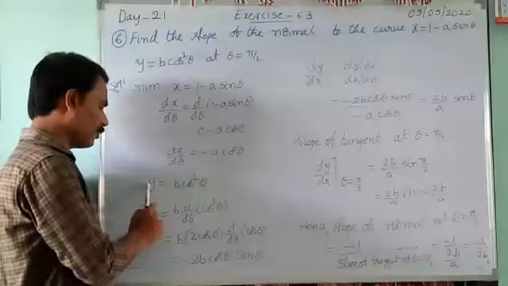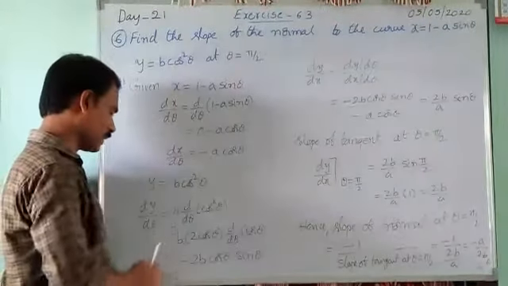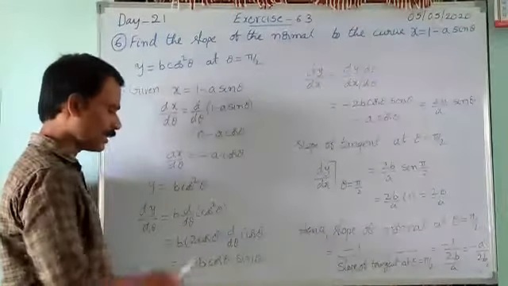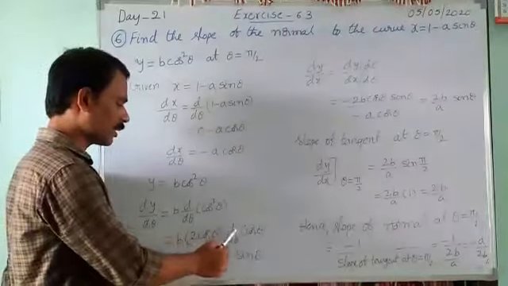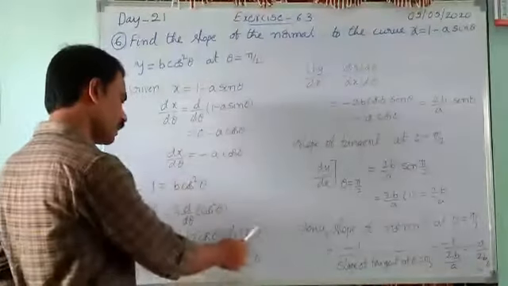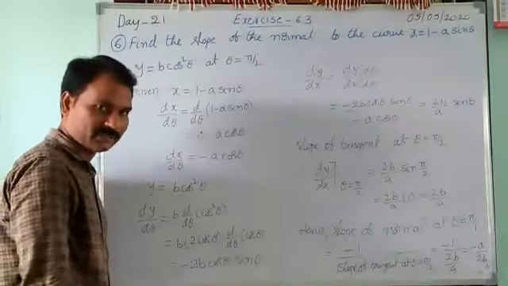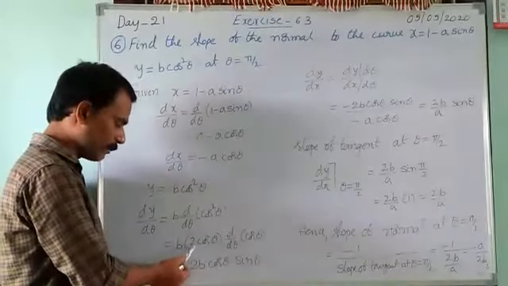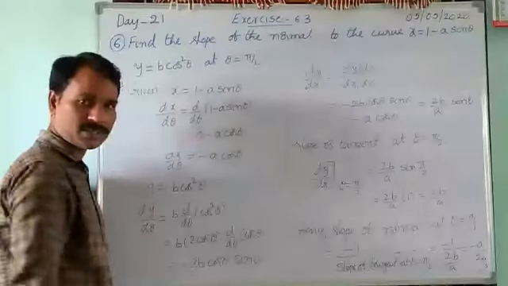And y value. y is equal to b cos square theta. dy by d theta equal to b into d by d theta of cos square theta. Cos square theta gives 2 cos theta into d by d theta of cos theta. The derivative of cos theta is minus sin theta. Keep that minus outside. Finally, minus 2b into cos theta into sin theta.